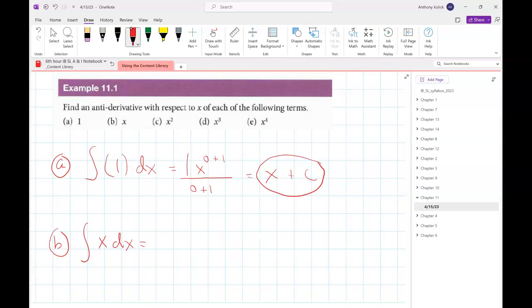Okay. What's the antiderivative of x going to be? Remember, we're going to add 1 to the exponent, so the new exponent should be 2, right? And then we have to divide by the new exponent. So it should be over the new exponent, 2, and then plus c at the end.